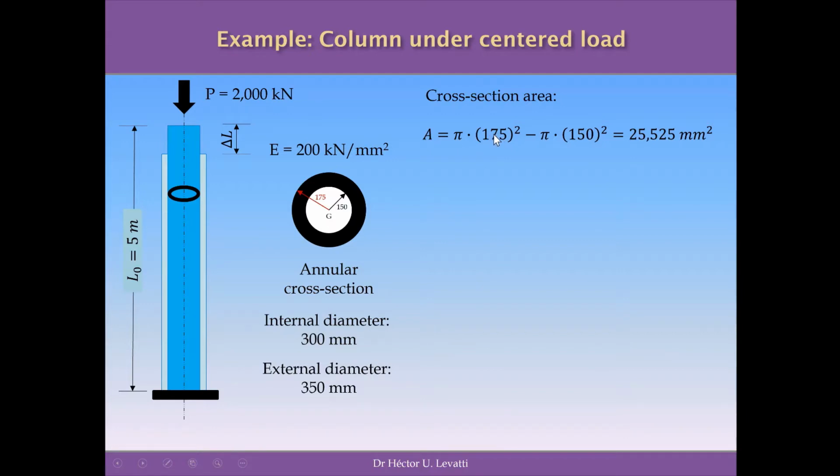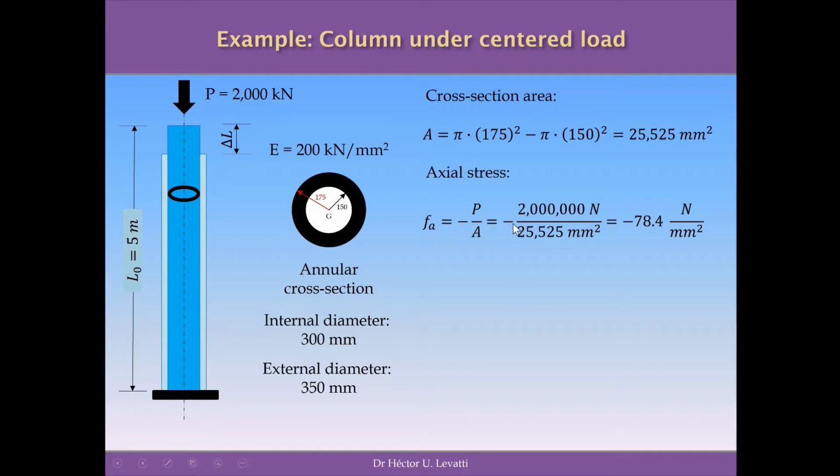So the cross-section area for this annular cross-section will be pi multiplied by the square of the external radius, minus pi multiplied by the square of the internal radius, and this will be equal to 25,525 millimeters square. So with this calculation, we have the area of the black area in here of this cross section.